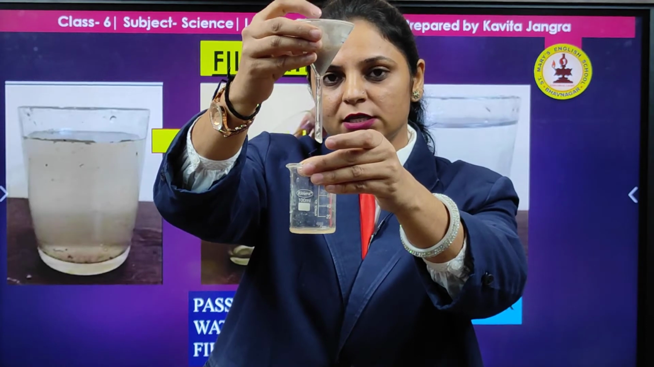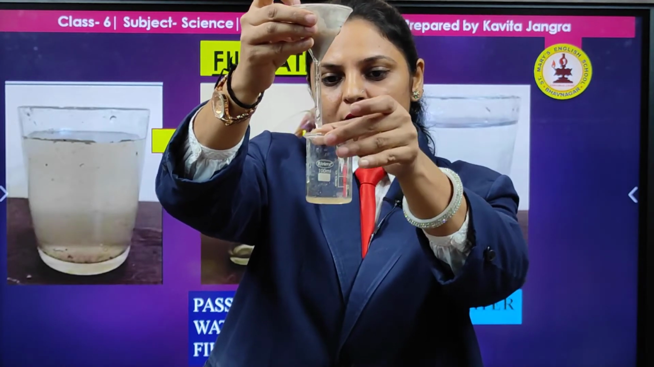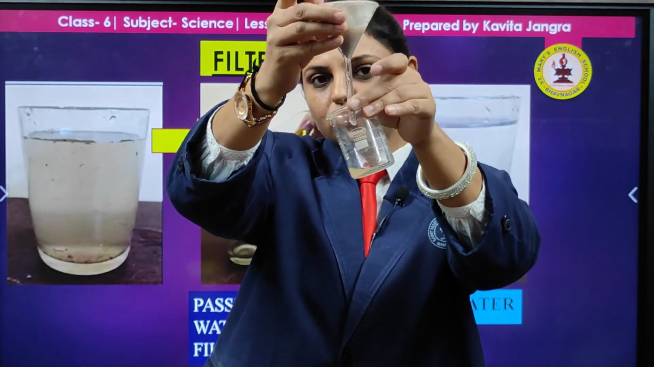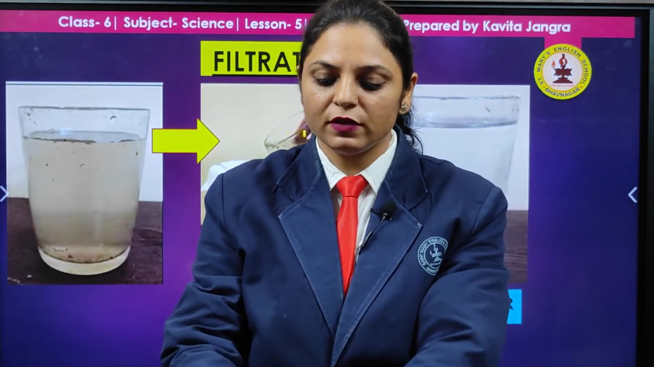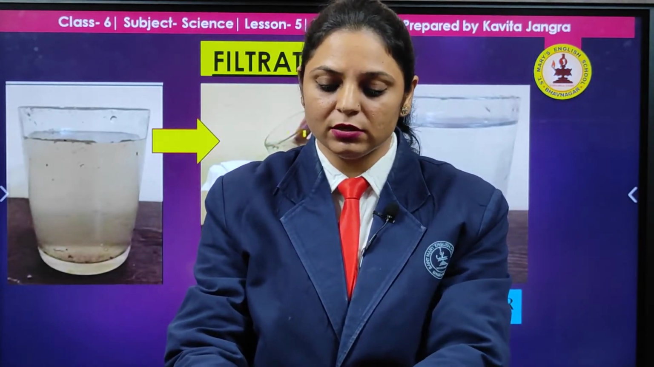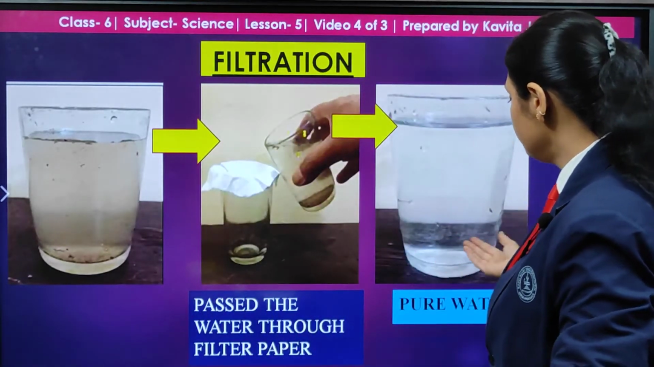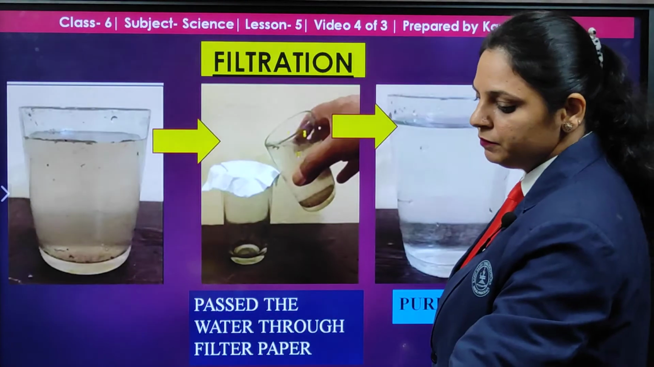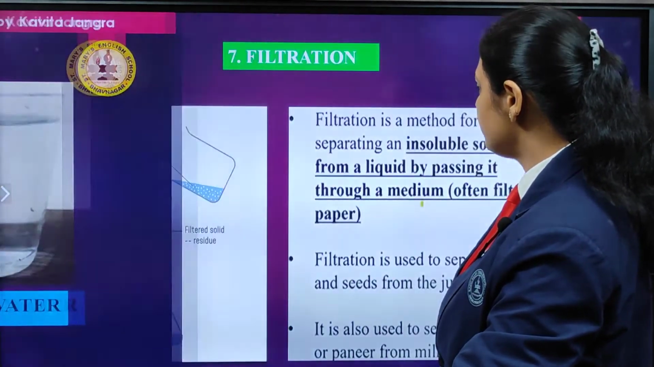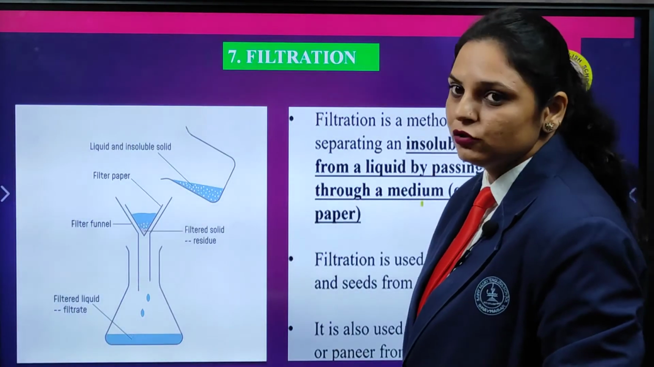I am just filtering this mixture and the water, I am getting it into the other one. The rest of the impurities along with any such other can be separated this way. So this is what? The filtration process. Pure water is getting here and soil is being separated. This is what I have shown you.